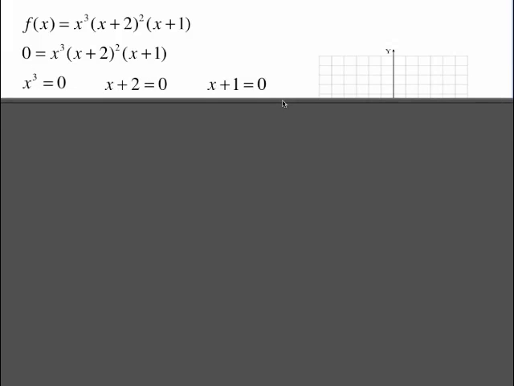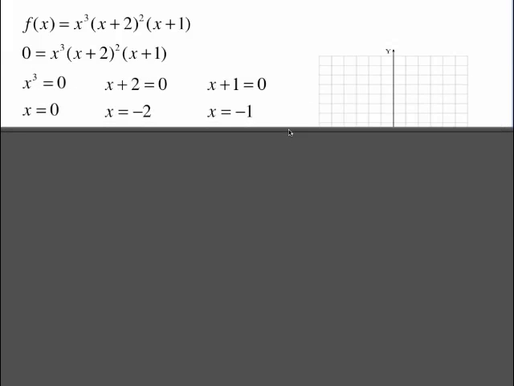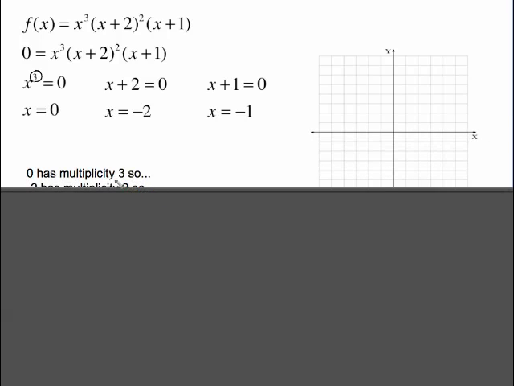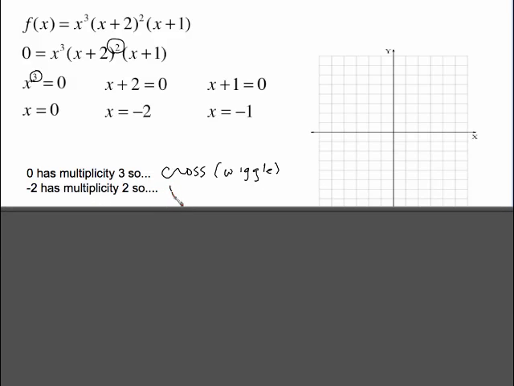All right, this next one is already factored for you, so all we have to do is set each piece equal to 0 and then solve. So we end up with x equals 0, x equals negative 2, and x equals negative 1. There are some multiplicity issues. Because this is an odd number, we know we have multiplicity 3 on root 0. So an odd multiplicity means it's going to cross with a little bit of wiggle. This one, because of the power of 2, is an even multiplicity, so it is going to bounce.